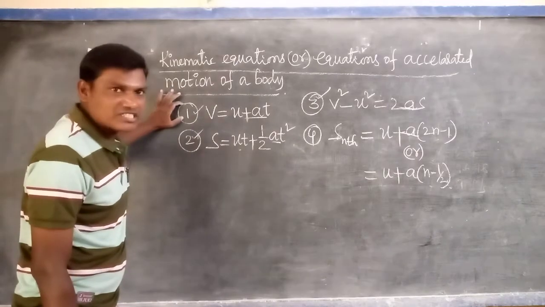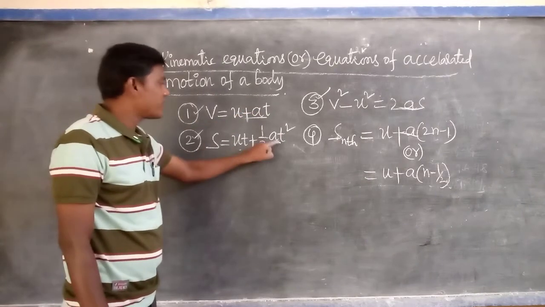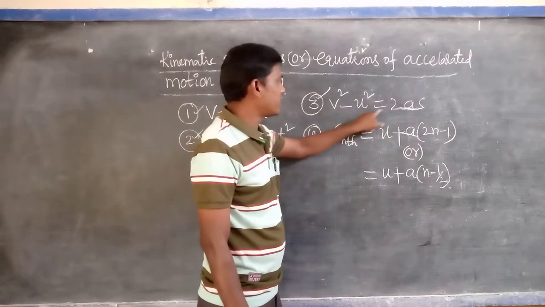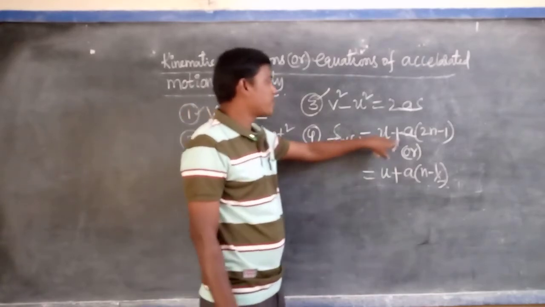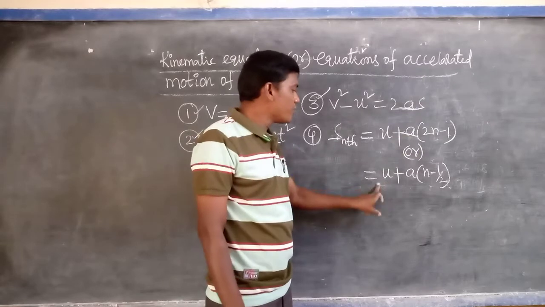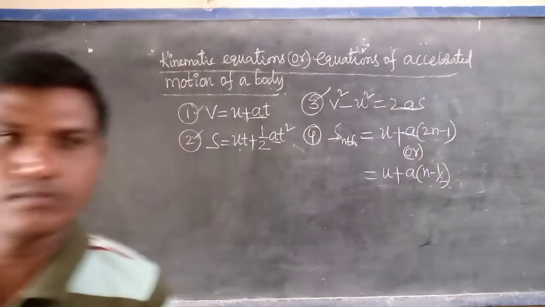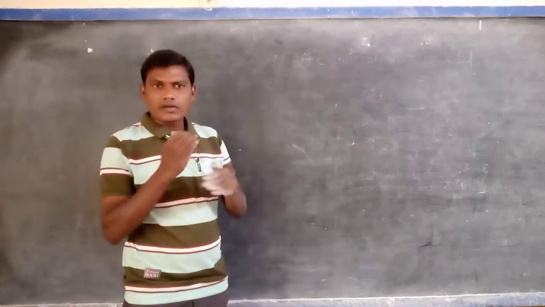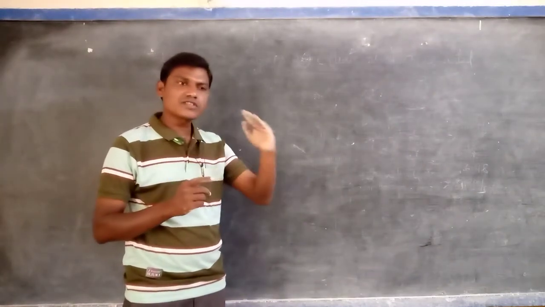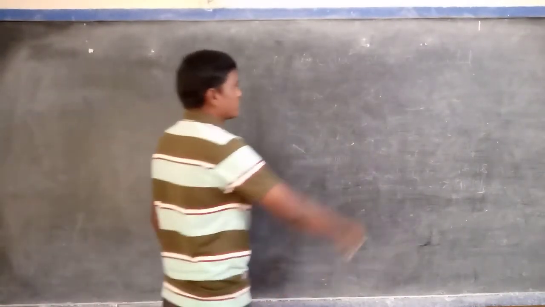So totally, how many equations? Four equations. v equals u plus at, s equals ut plus half at squared. Third one, v squared minus u squared equals 2as. And the fourth one, S of n equals u plus a into (2n minus 1) by 2, or u plus a into (n minus 1) by 2. So now we will discuss how to prove the kinematic equations, or equations of accelerated motion of a body. First, we discuss how to prove the first one.